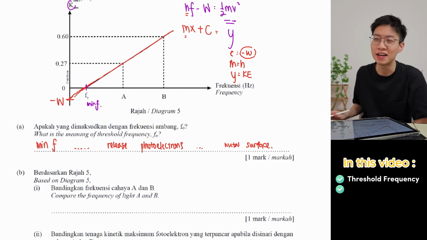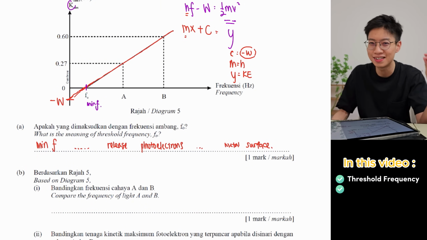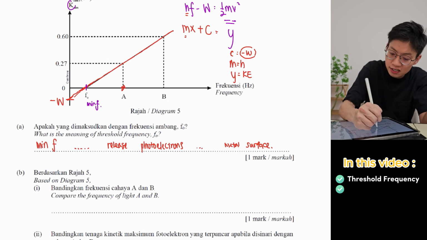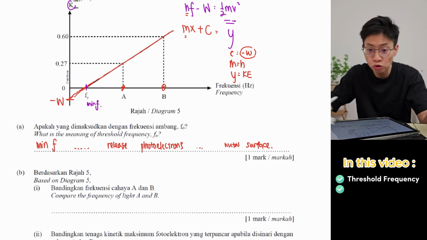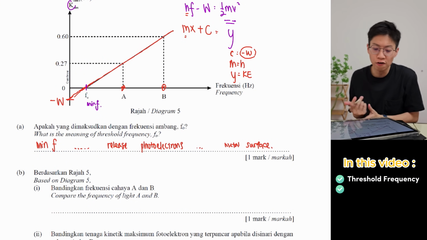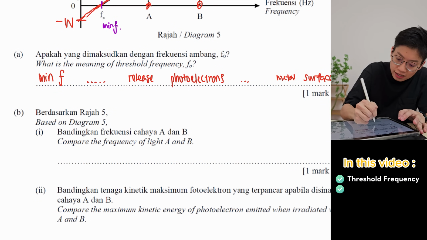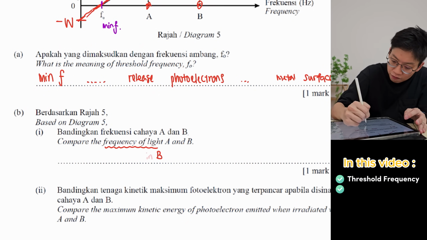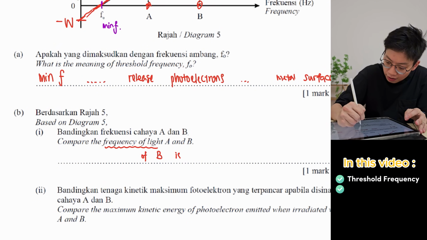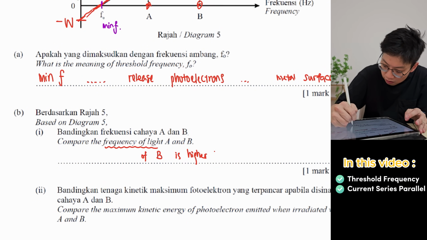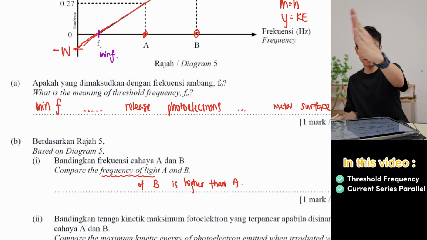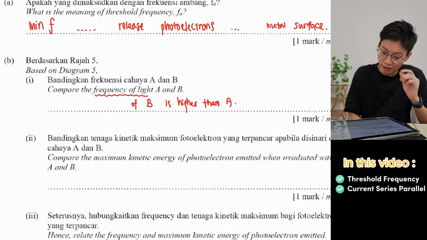Compare frequency of A and B. Okay guys, if they give you this comparison to do, this will be the easiest question that you're going to ever see. Why? Because A is here, B is here. So guys, if you go towards the x-axis, of course, B is higher than A, right? So we'll just say that the frequency of light of B is higher than A, because B is on the right-hand side, right? Okay, can.